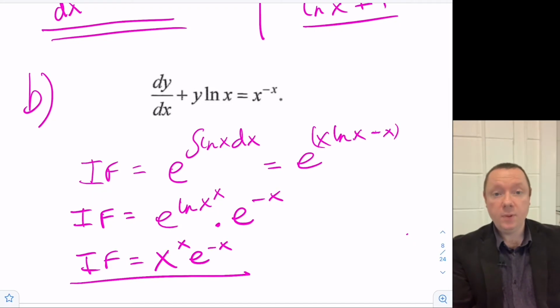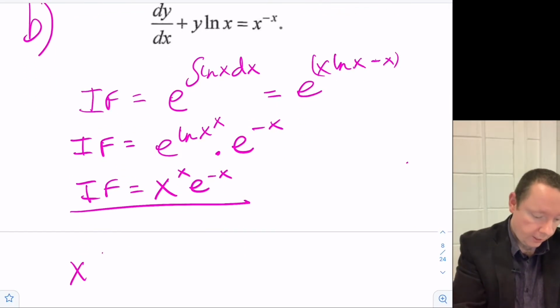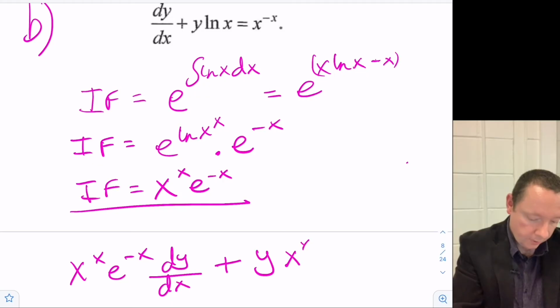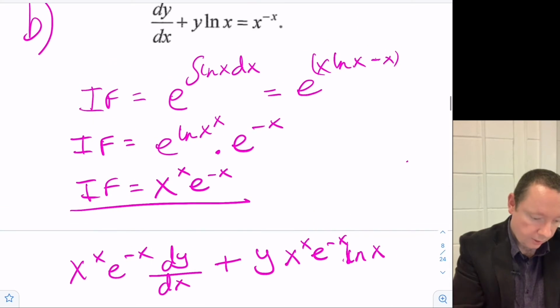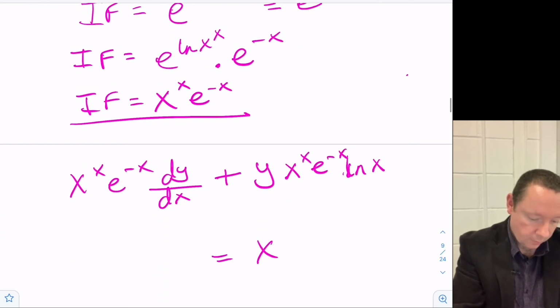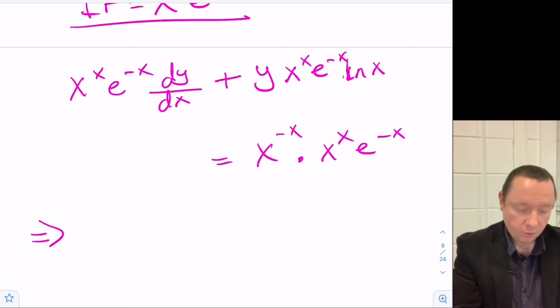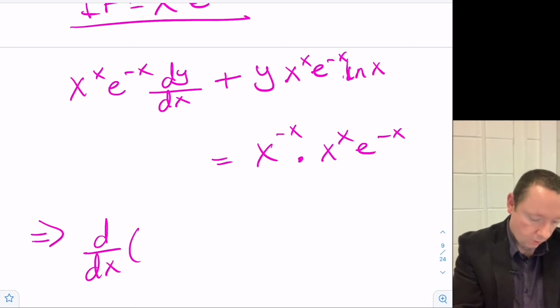So we can just times both sides by our integrating factor. So we've got x to the power of x e to the minus x dy by dx plus y x to the power of x e to the minus x log x, and that equals the right hand side, which is x to the power of minus x times x to the power of x e to the minus x. So that implies we've got d by dx of x to the power of x e to the minus x times y equals e to the power of minus x.